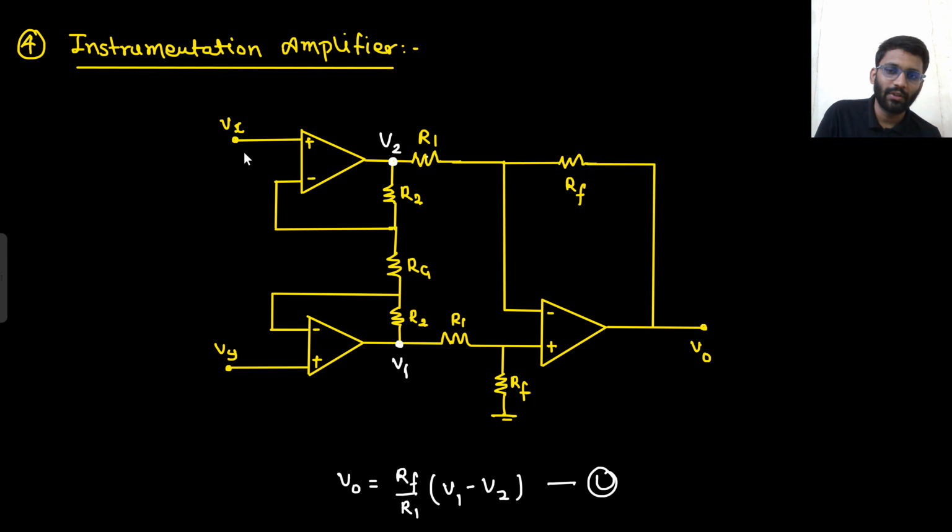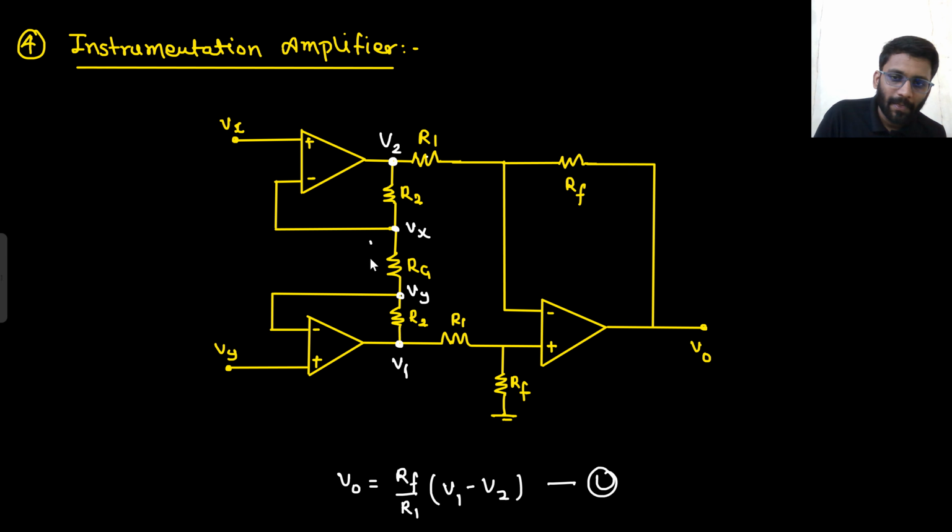If this node is Vx, this node will certainly be Vx. If this node is Vy, this node will certainly be Vy. Say yes or no. Very easy. If this node is Vx, this node will also be Vx because there is negative feedback. If this node is Vy, this node will also be Vy because there is negative feedback. That's it. Very easy.